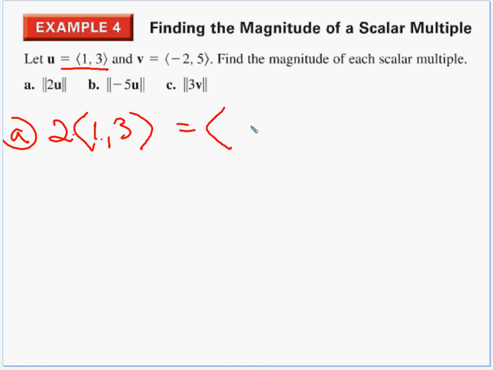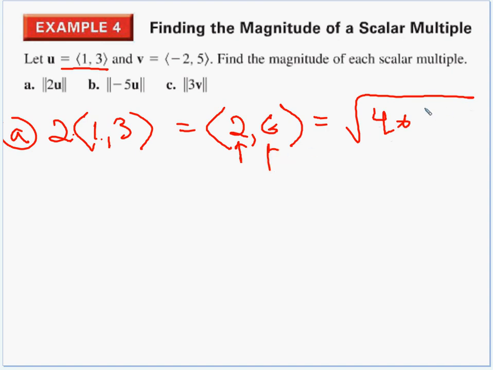So that would be 2, 6. Now, if I want to find the magnitude of that, that would be the square root of, square that, you get a 4. Square the 6, you get a 36. 4 plus 36 is 40. And then we could simplify that into 4 times 10, or 2 roots of 10.